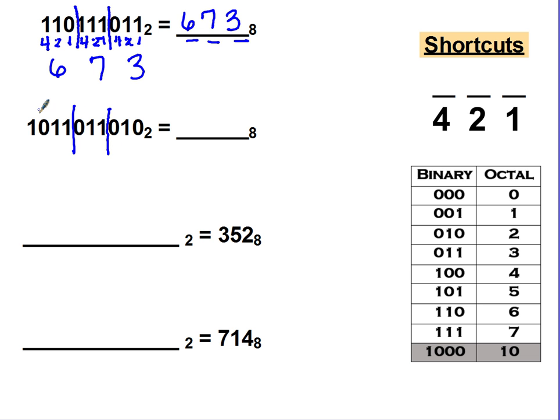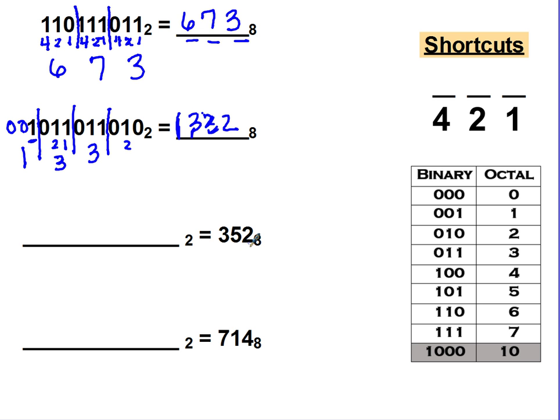I come down to my next one. Again, I break it down into threes. Remember that if I'm short, I can always just pad with extra zeros, but obviously this one's just going to be 1. This one will be 2 plus 1, so that's a 3. This is the same value, and this one is just a 2. So I get 1, 3, 3, 2.